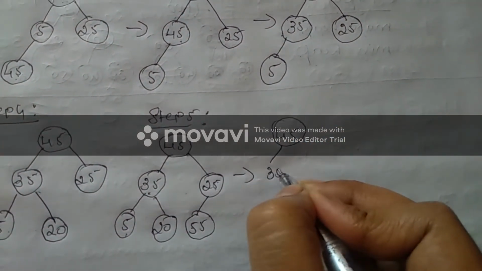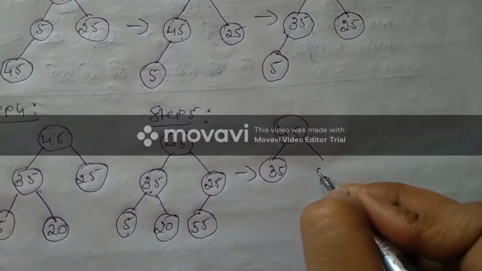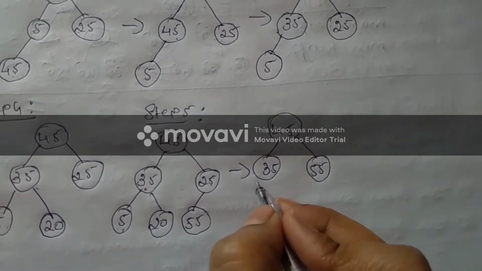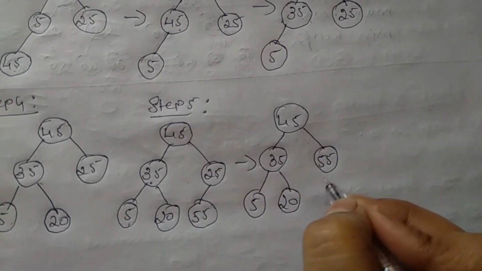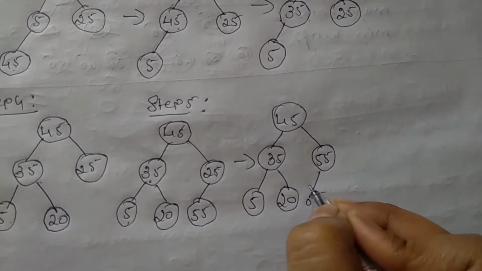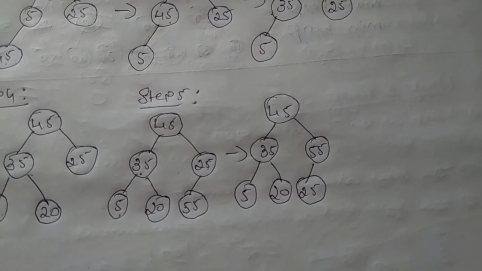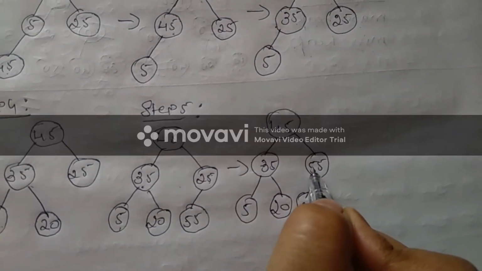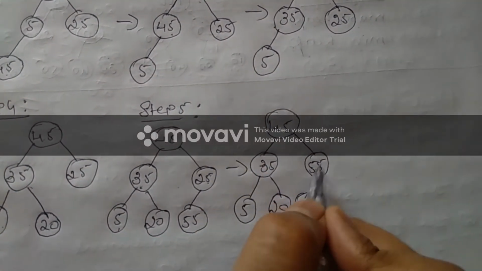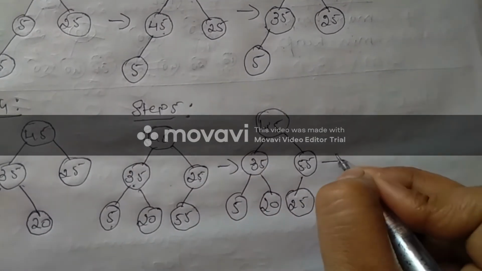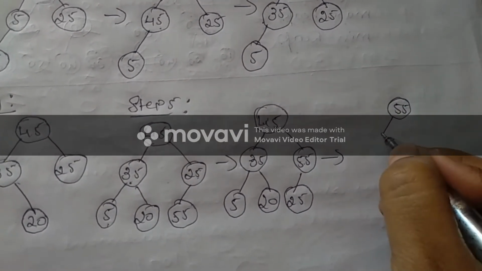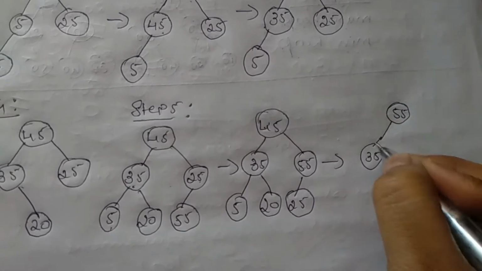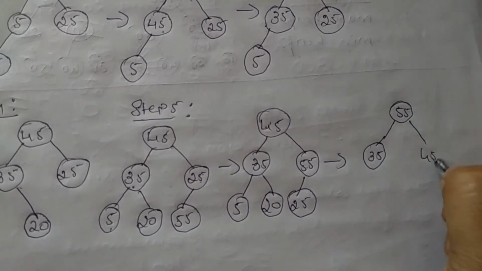45, 35, 55 will go here. This remains as it is, 5 and 20. Then 25 will come here. Now you check 35 and 55. Here 45 is there. 55 is greater than 45. So I'll swap 45 and 55. So 55 will go there. 35, 45 will come here.